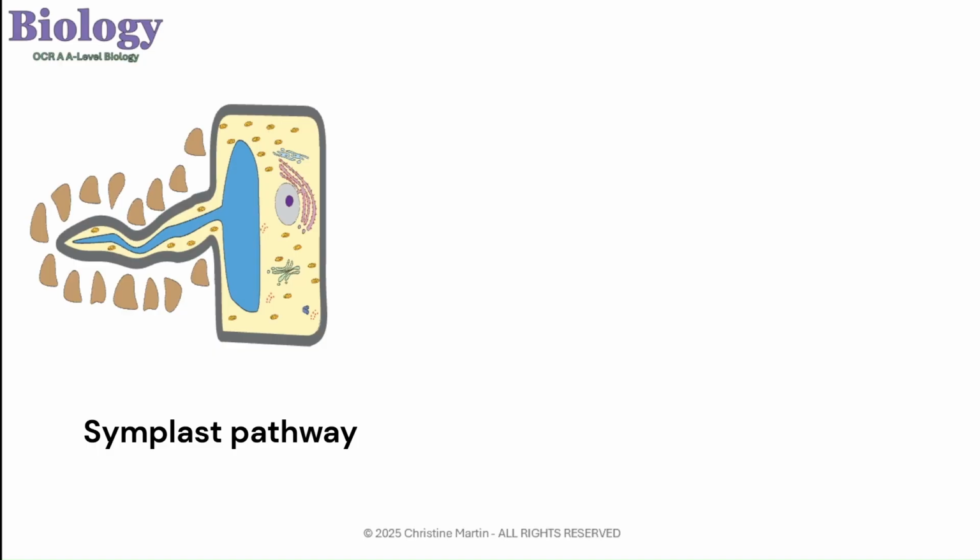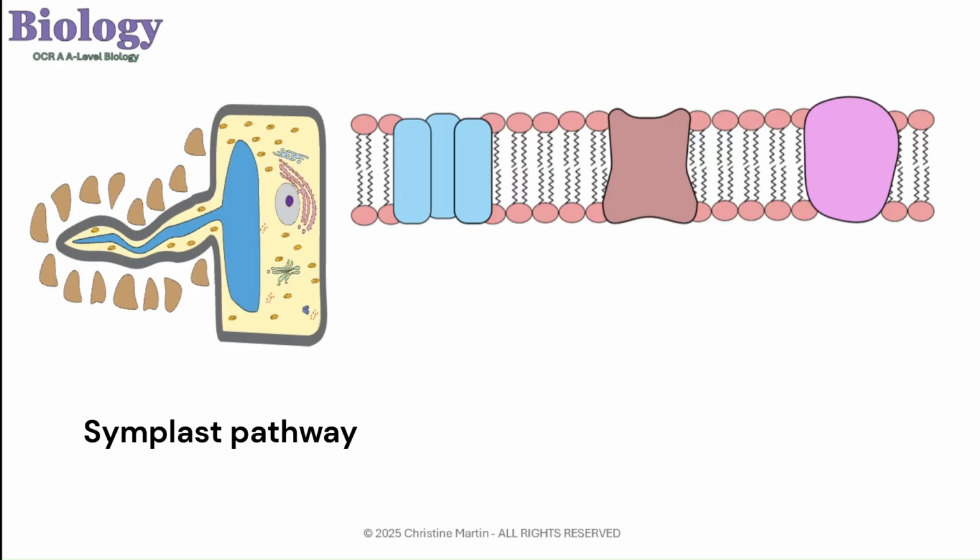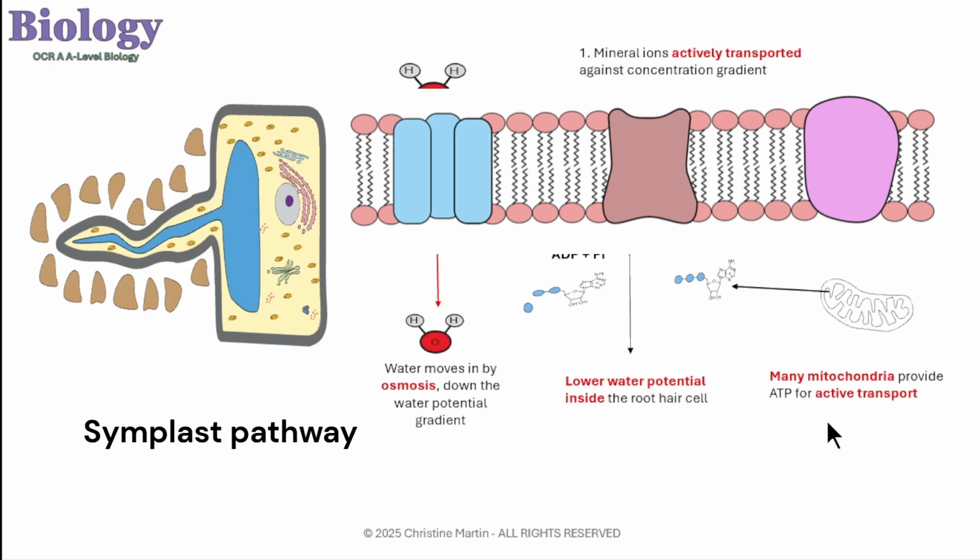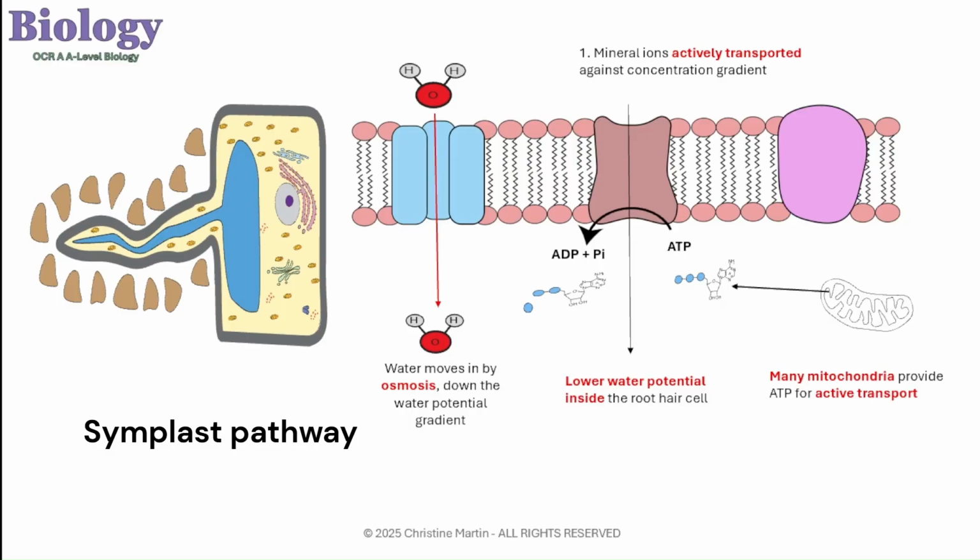Now, to enter the symplast pathway, solutes must first cross the plasma membrane. Because mineral ions are charged and hydrophilic, they cannot diffuse directly through the phospholipid bilayer. Instead, they are moved into the root hair cells via active transport through carrier proteins, and it's against their concentration gradient. This accumulation of mineral ions in the cytoplasm increases the solute concentration and therefore lowers the water potential inside the cell. As a result, water from the soil enters the root hair cell by osmosis down the water potential gradient.